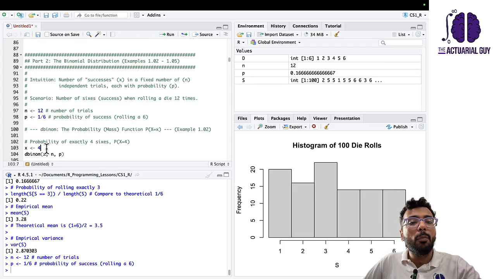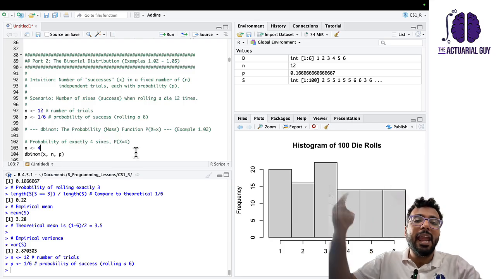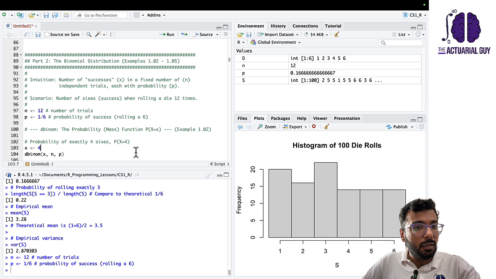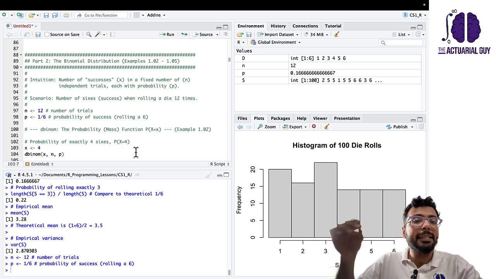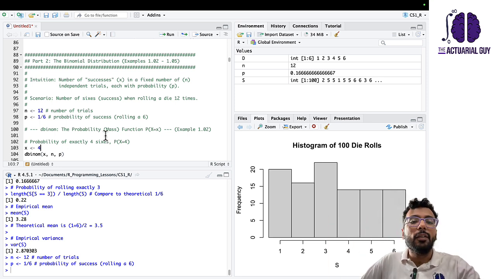Firstly, let's see what is the probability of getting exactly four 6s in 12 trials. So four 6s and 8 other numbers, so 4 successes and 8 failures, right? How will you do this?